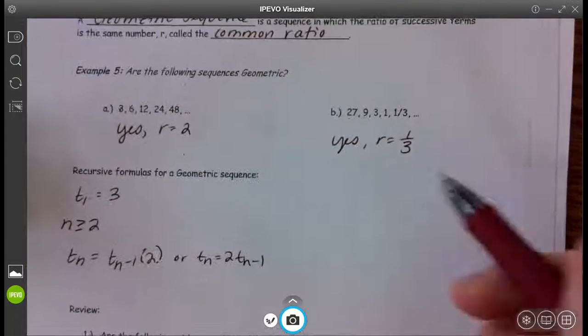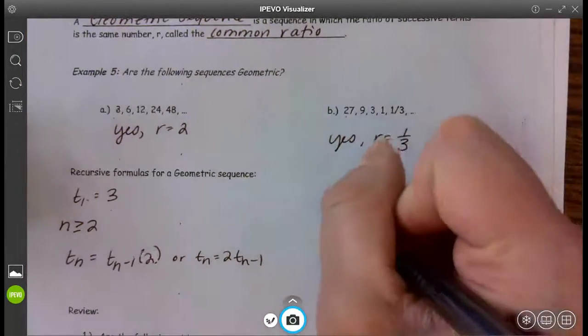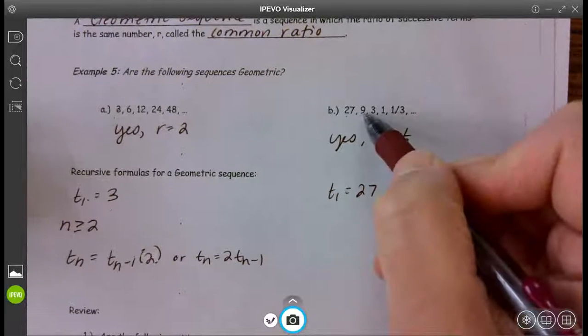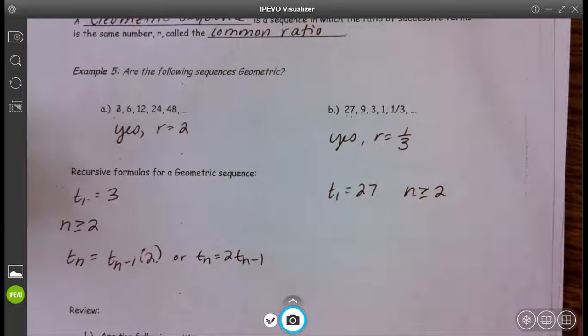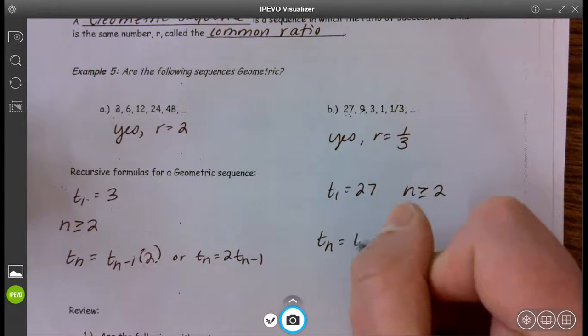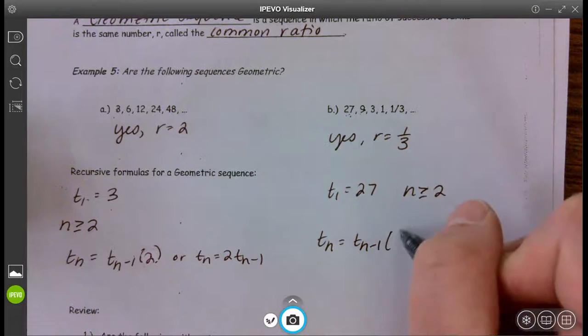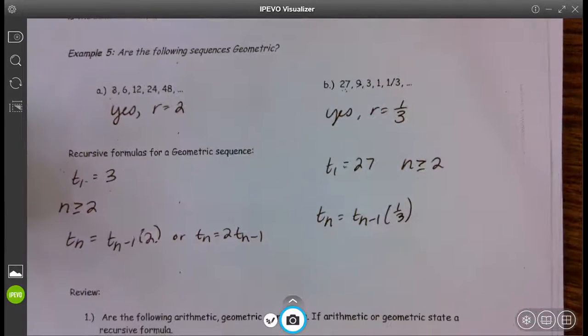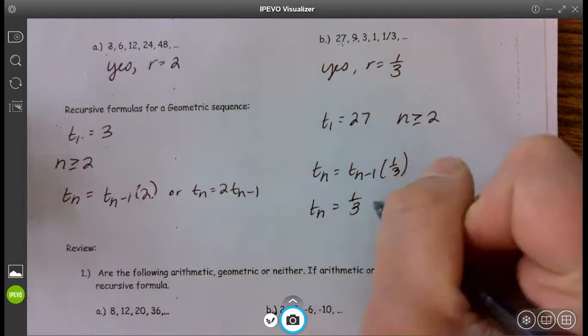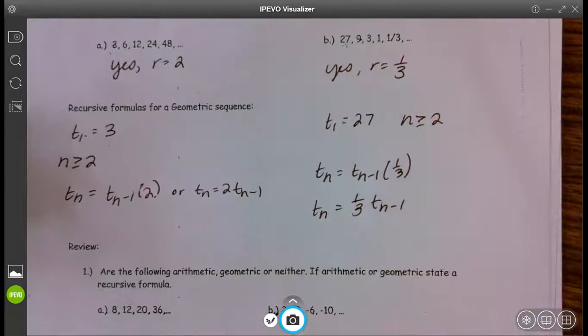And we're going to do the same thing here. Your first term is 27. You need to start with the second term because you're going to use the first. So if I'm trying to find whatever term, I take the previous term and multiply it by a third. So you can leave it like that or say whatever term you're finding, it's a third of the previous.